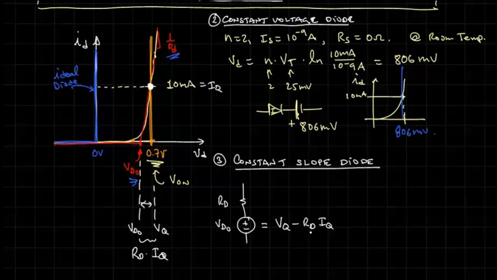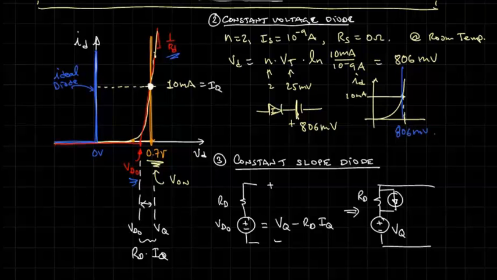Another way that you can draw this is, because this will have an open circuit of VQ minus RD times IQ and a Thevenin resistance of RD. Now we could redraw this as a voltage source that is at VQ, and we still have RD, but now I'm going to put in a current source, IQ.